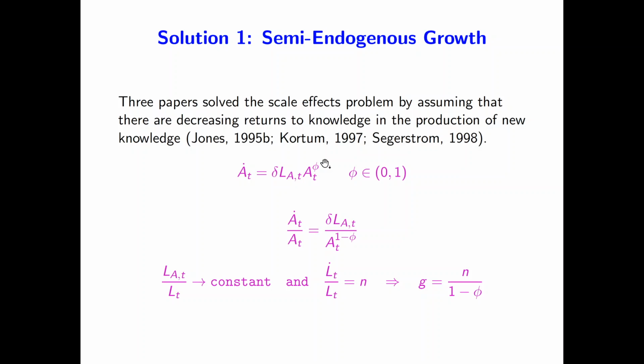So here A_t is some aggregate productivity measure, and this aggregate productivity measure basically grows as a result of R&D investments. Now R&D investment here is modeled through L_At, the labor employed in the production of A. And delta is some positive constant that basically determines the productivity of R&D. And A_t to the phi indicates that existing knowledge is important for creating new knowledge, right?